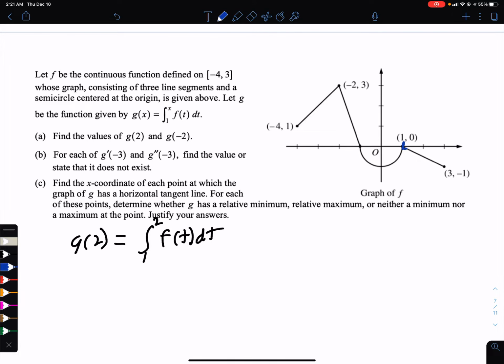1 to 2 is from there to there. What's the integral from 1 to 2 of this function? It's the net area. Well, let's figure this out. What's the slope of this? What's the rise and run?